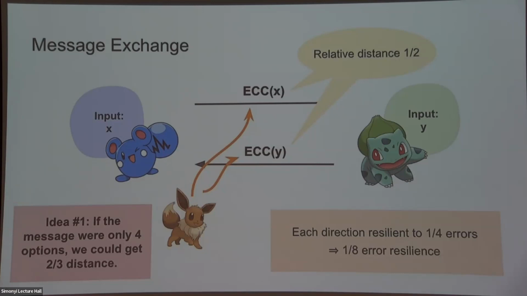Is 2/3 the highest you can get for any size? No, so if you had only 2 options, you could get distance 1 just from the all 0 or the all 1 string. Okay, 2/3 is the next. Yes, 2/3 is the next one. Yeah, so 3 messages, 3 options is also 2/3.